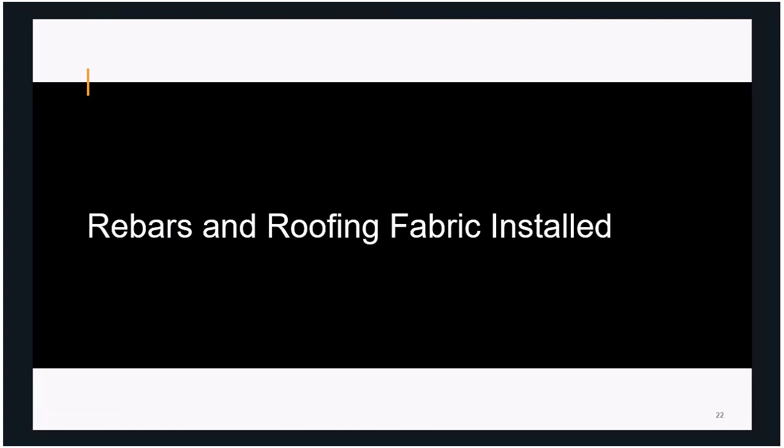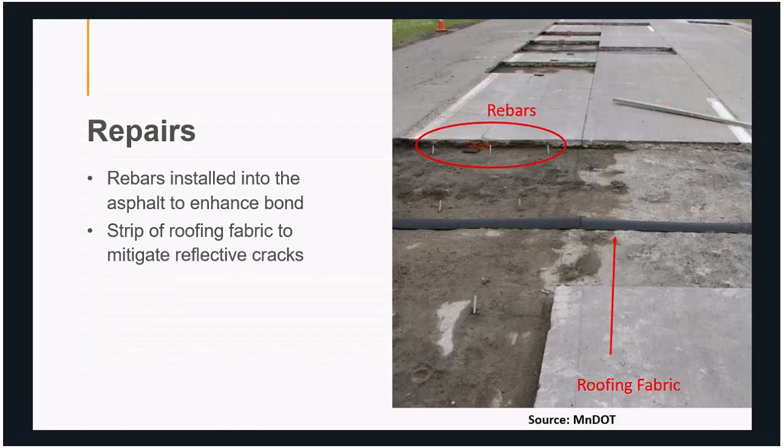Another type of repair that we have seen is rebars and roofing fabric installed. So for this project, the causes of distress were a combination of fatigue cracking due to inadequate overlay thickness and also the loss of panel bonding with the HMA due to the lack of joint seals. So on the picture here, you can see rebars were installed into the asphalt to enhance bonding, and a strip of roofing fabric was installed to try to mitigate reflective cracks.